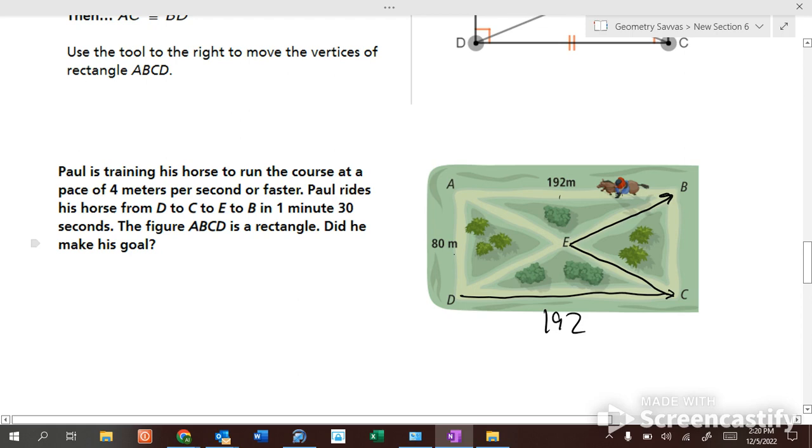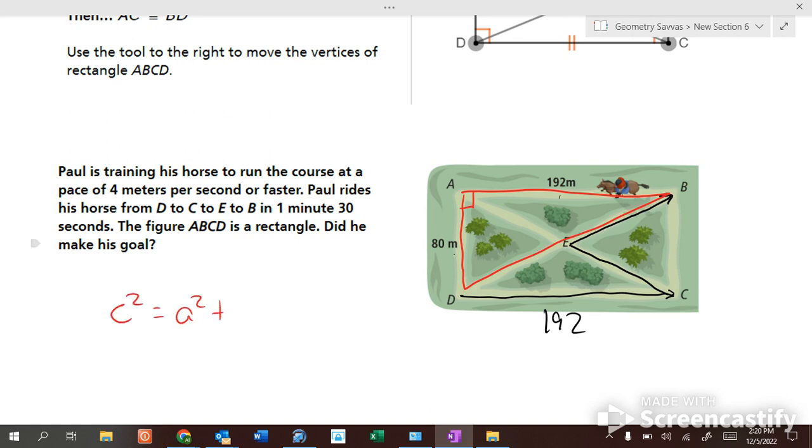To do that, we have to use the Pythagorean theorem. This is a right triangle. This is 192, this is 80. How do I figure out DB? Well, c squared equals a squared plus b squared. C squared, which is DB, equals 80 squared plus 192 squared. What's 80 squared? 6,400. What's 192 squared?